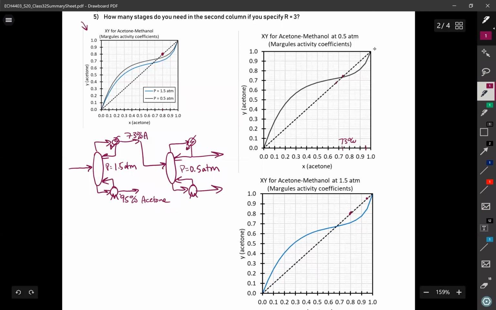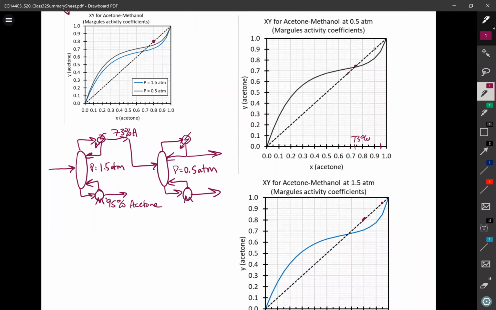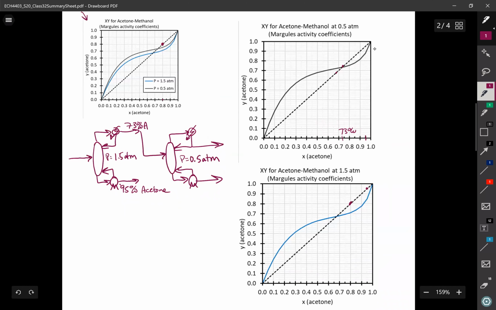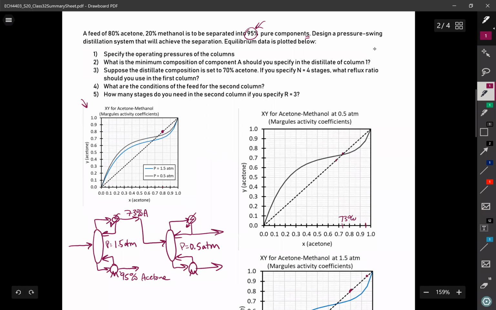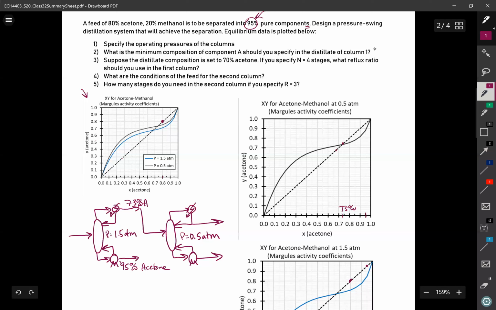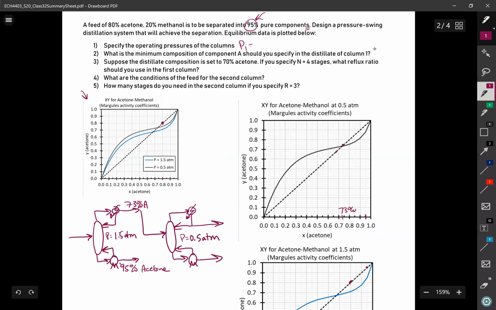And again, this is bottoms, not tops, because I have to rotate this around to get my equilibrium data on top of the y equals x diagram, as it usually is. I'm saying 95% pure acetone because that is what my specification was. And let's see, we don't have a flow rate. Okay, flow rate must not come into play in this problem. All right, question 1 is done. So pressure 1 is equal to 1.5 atmospheres. Pressure 2 is 0.5 atmospheres.